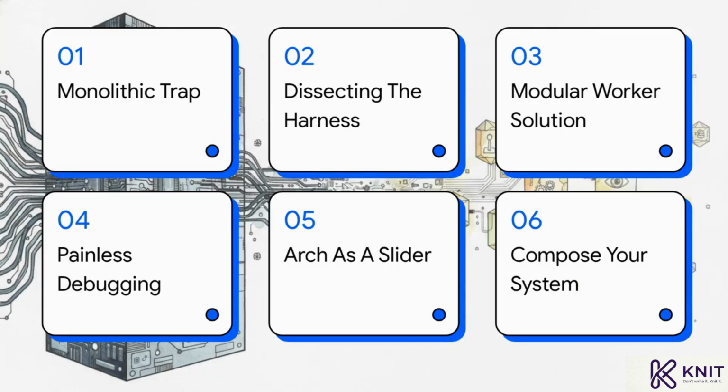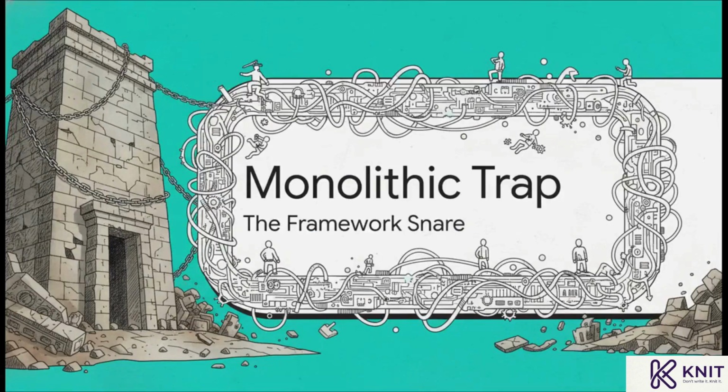Here is our roadmap. 1. The monolithic framework trap. 2. Dissecting the agent harness. 3. The modular worker solution. 4. Painless debugging with open telemetry. 5. Architecture as a slider. And 6. Compose your own system. Let's jump right in. Starting off with Section 1, the monolithic framework trap.